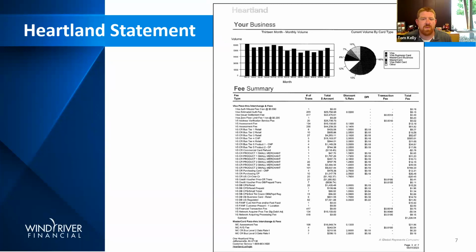But moving down, what Heartland does is they break out all of those interchange rates, our card brand fees. So here on this page, you can see Visa and then a little bit of MasterCard. Again, there'd be Discover and American Express further down, but they're going to show the number of transactions, the amount on that transaction, the rate associated with that card, the per item fee associated with that card, and ultimately what you paid per different card type. So this is true to interchange plus or cost plus pricing.